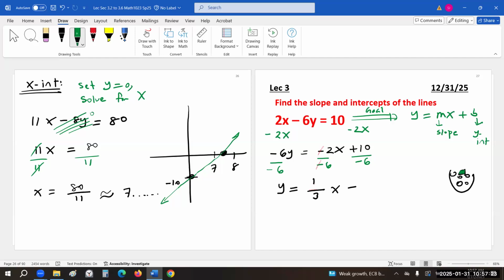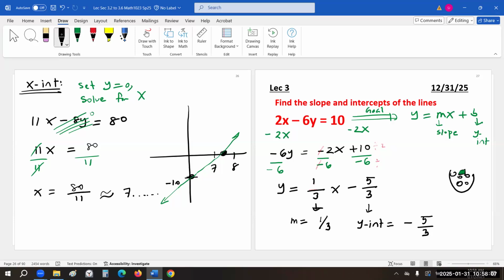And can you simplify 10 and 6? By what number? 2. So both of them are divisible by 2. So what do you get? 5/3. And now we are happy because this format is y equals mx plus b. So that tells us what is our slope. How much is the slope? 1/3. And what is our y-intercept? -5/3.